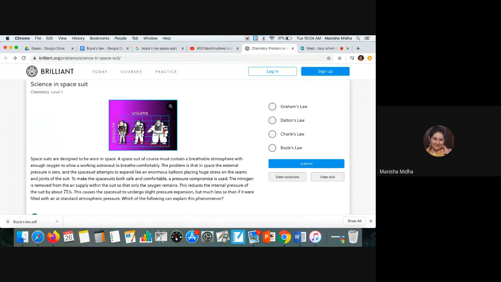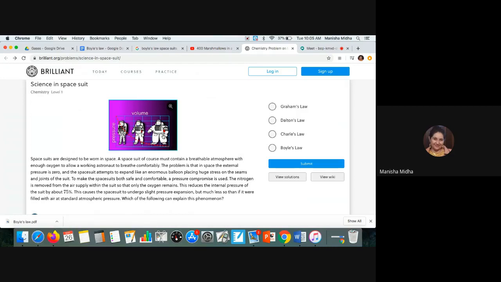Look, volume means space, not the space like galaxies or outer space. What I mean by space is how much area you are occupying. How much is your size? Size represents volume, length times width times height. That is the volume. This volume expands because pressure is zero in space.